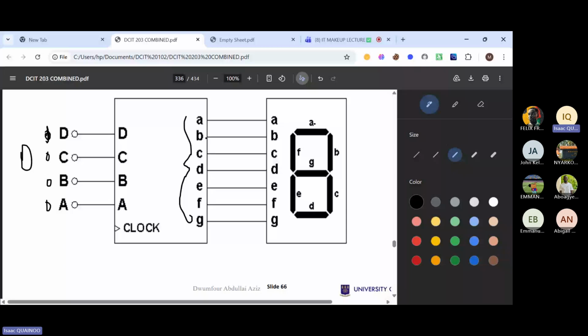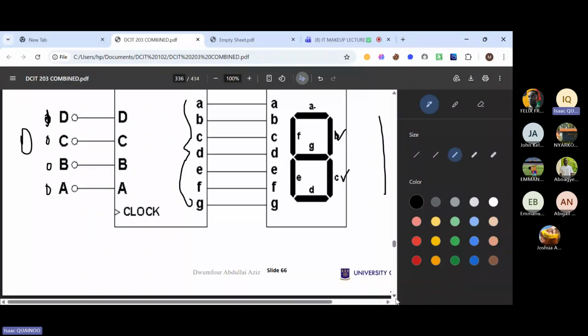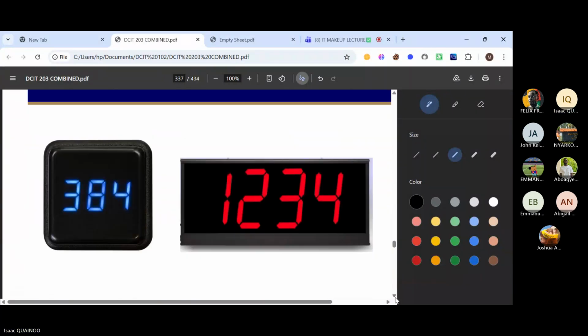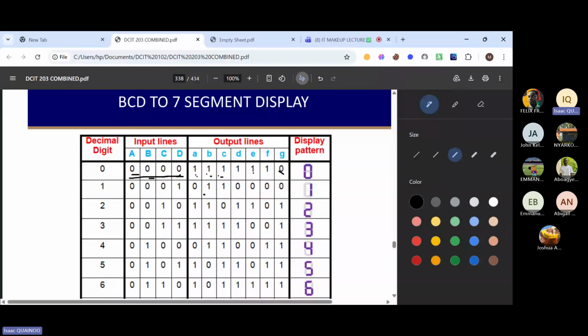Now let us look at the outputs. We know that 1 is supposed to look like this, right? So our B is going to be high. Our C would also be high. So you can see that right here. Our B will be high, our C also will be high.